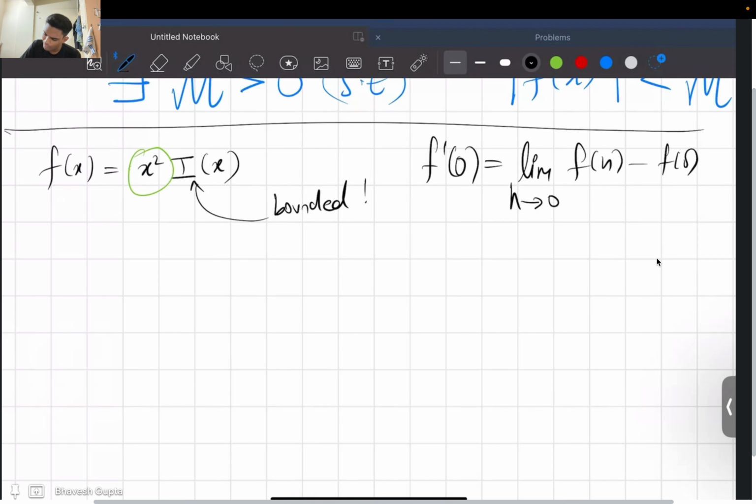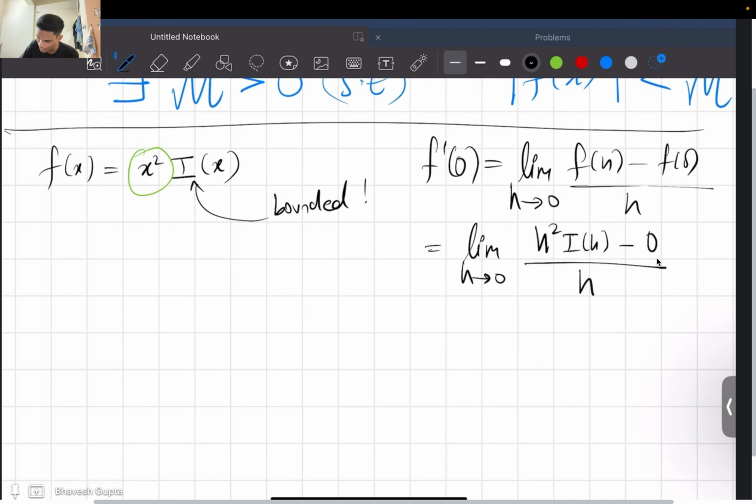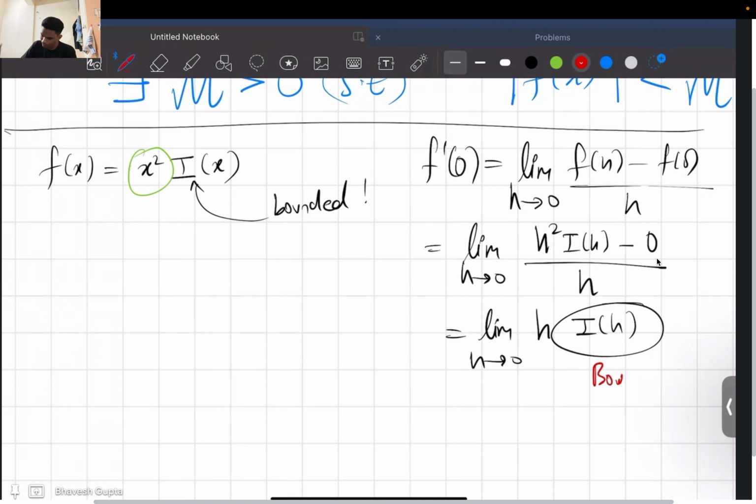f dash 0 is the limit as h tends to 0 of f of h minus f of 0 over h, which is h square I of h minus 0 over h. So what do you see? h times I of h. And since in the question they have told you this is bounded, what does it mean? That this has some finite value, right?